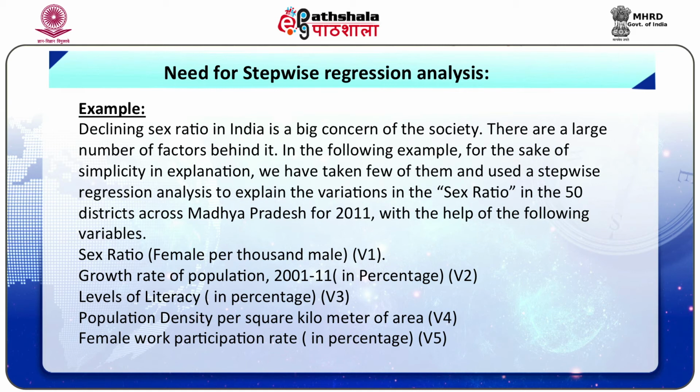Sex ratio, that is females per 1000 males, variable 1. Growth rate of population during 2001 and 11 in percentage, that is variable 2. Levels of literacy in percentage, that is variable 3. Population density per square kilometer of area, that is variable 4. Female work participation rate in percentage, that is variable 5.